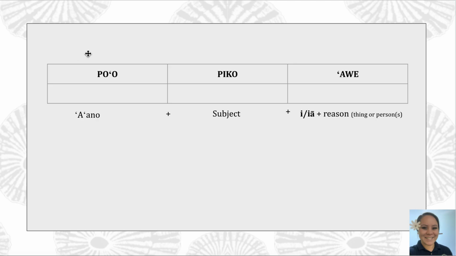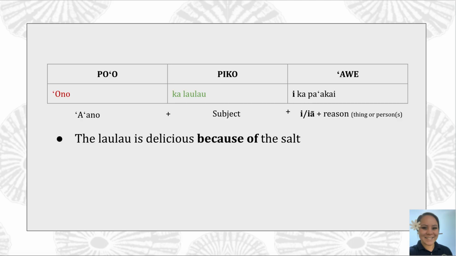But let's go back to our a'ano with a cause. So in our po'o, we'll have the a'ano word or the stative word, stative verb. In the piko, we'll have the subject or the receiver, what we are using the a'ano word toward. And then in the ave, of course, crucial, using the e and ya first, and then the reason or the person or the thing. Yeah, so let's look at some examples.